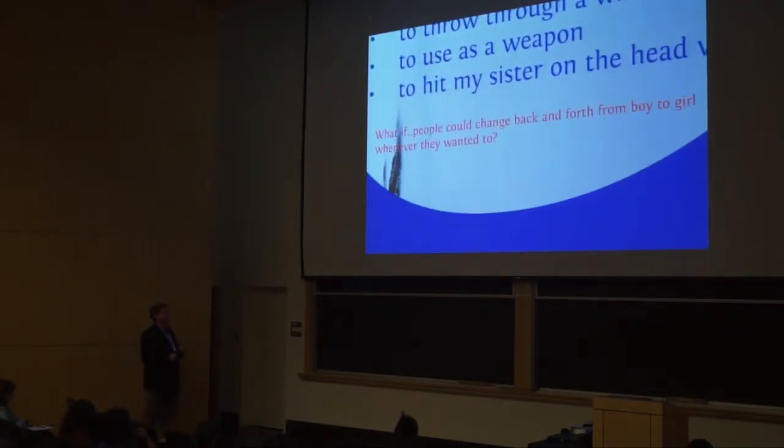Another way that we measure divergent thinking is asking these kind of open-ended questions. What if people could change back and forth from boy to girl whenever they wanted to? What would be the implications for that? Have people write about the implications for that. Fluency, flexibility, originality, elaboration. These are the different ways that we can measure these.